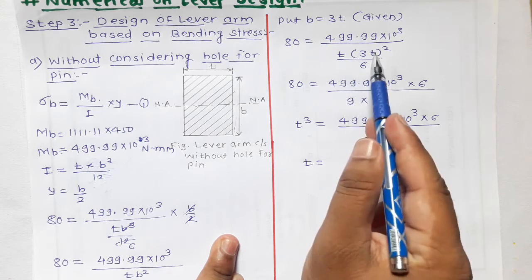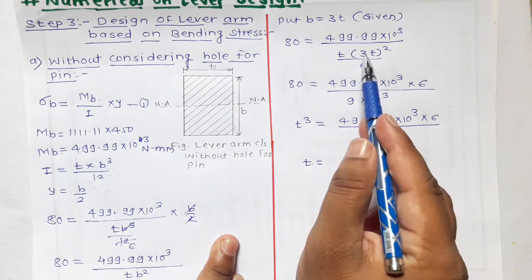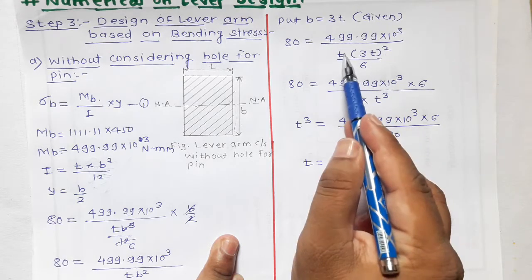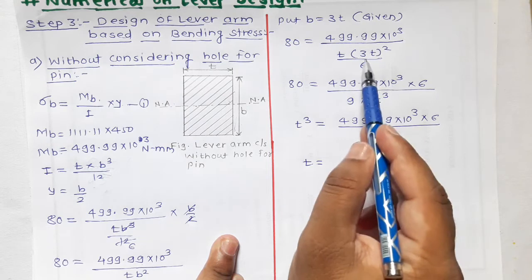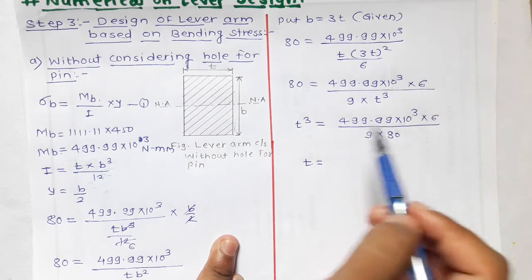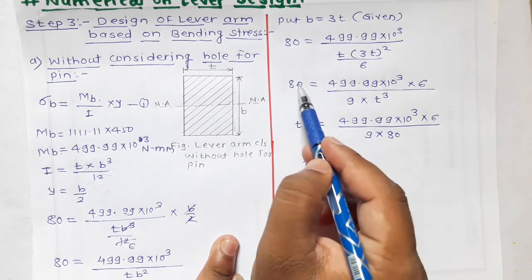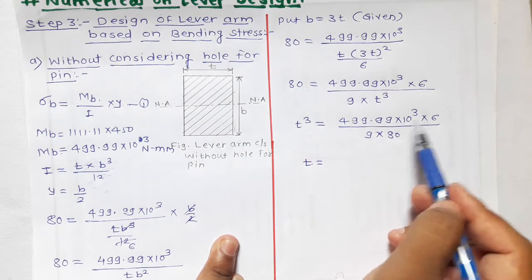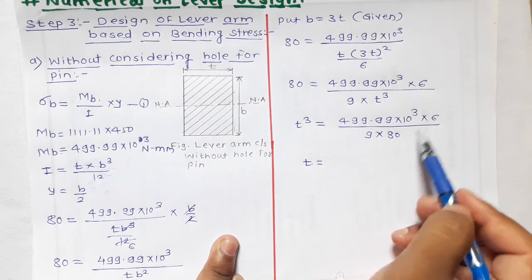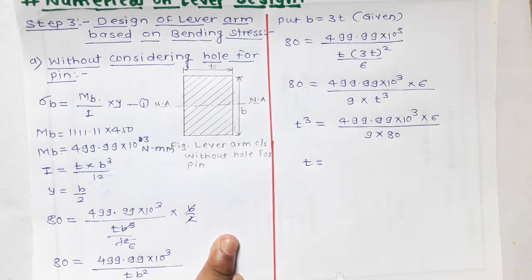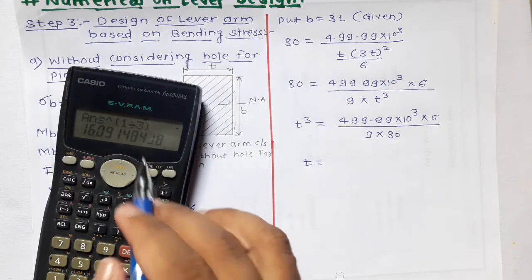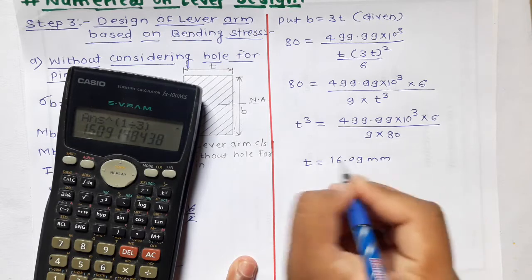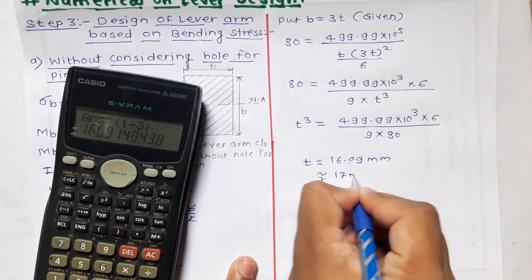Thrice T square we can simplify as 9, thrice 3 square is 9, and this T into T square is T cube. So this 6 you can take onto the numerator, and then you can take this T cube on the LHS and this 80 on the RHS in the denominator. So you can get this equation like this: T cube is equal to these terms. If you calculate this, you will get the answer of T as 16.09 mm. You can round up this value to 17 mm.